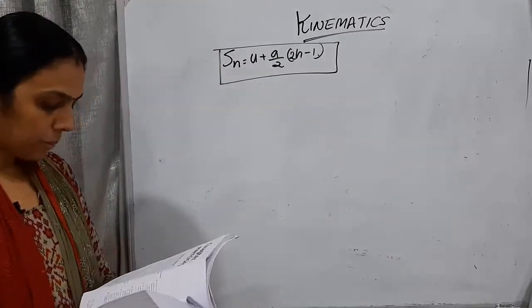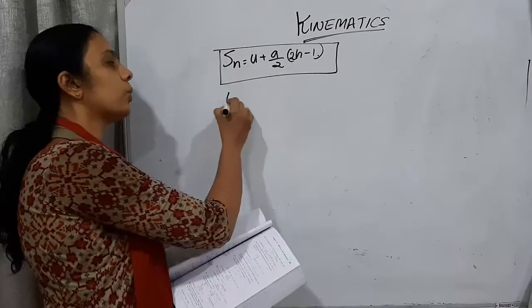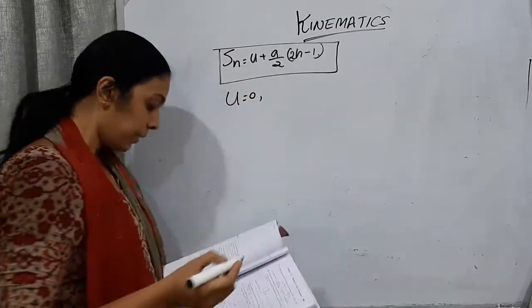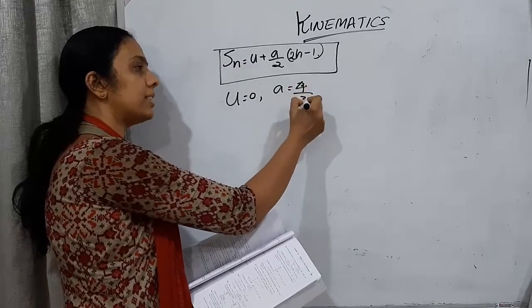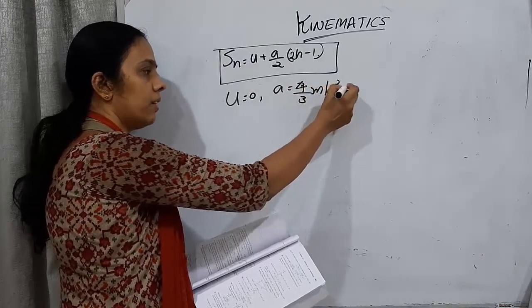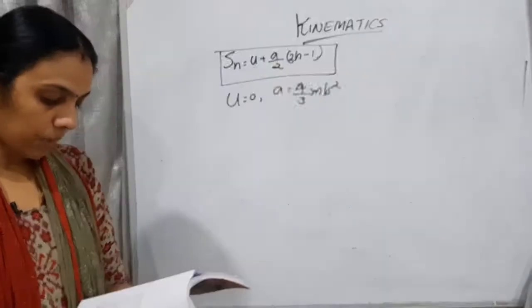Distance travelled by the particle starting from rest. So here U is equal to 0 and moving with an acceleration of 4 by 3 meter per second square. Acceleration is given as 4 by 3 meter per second square.